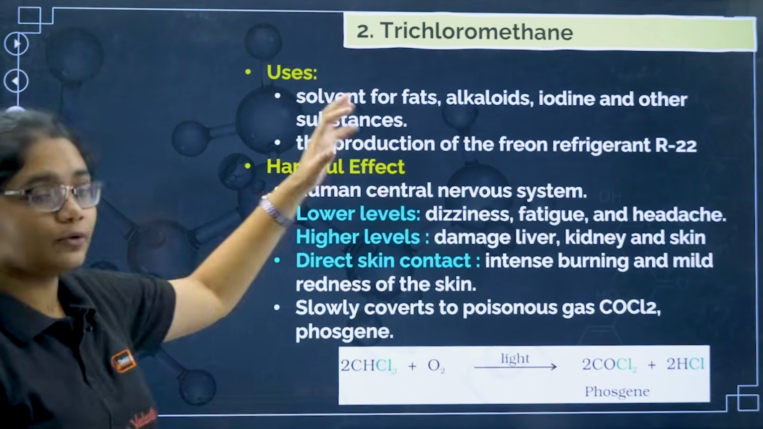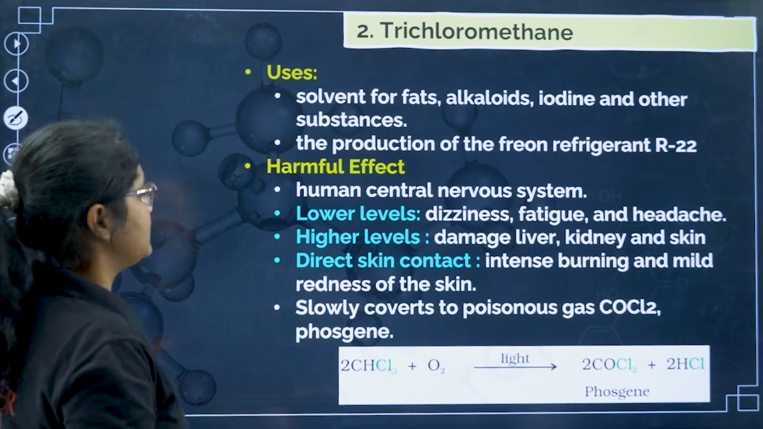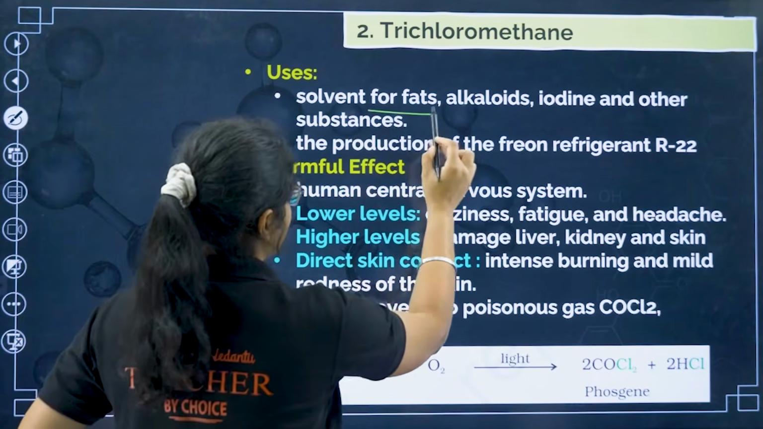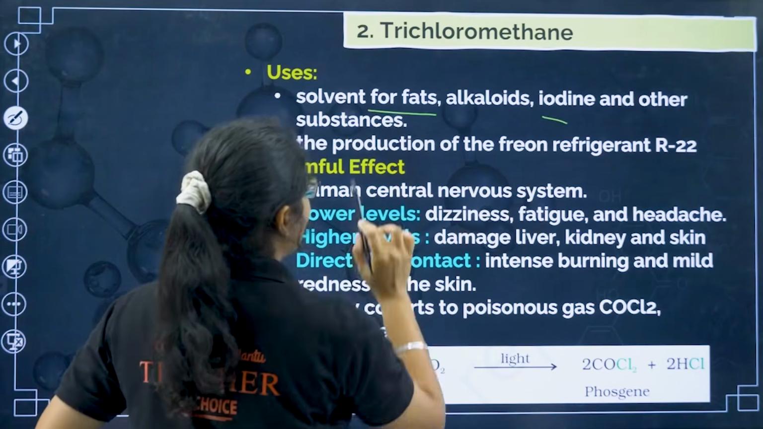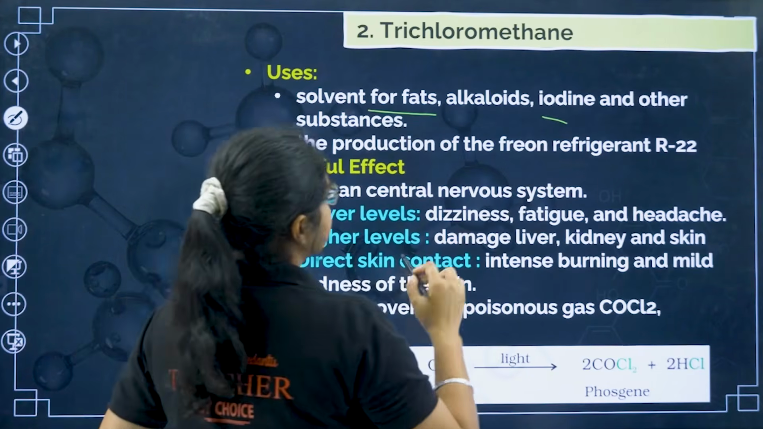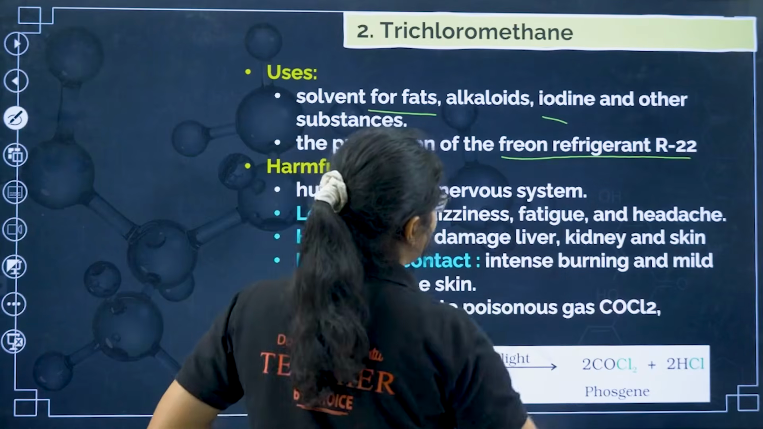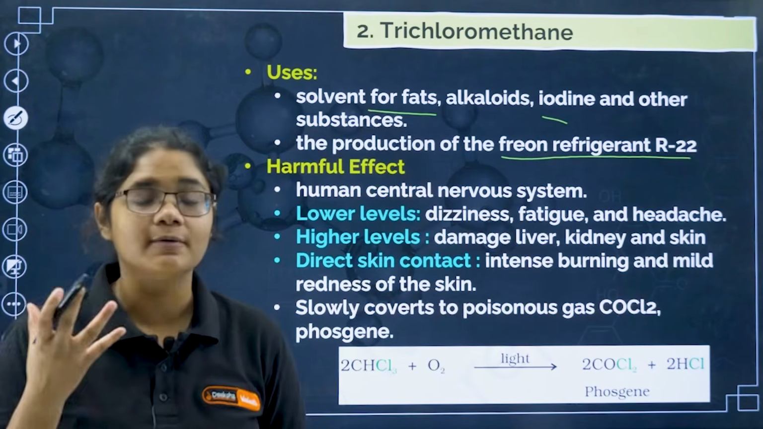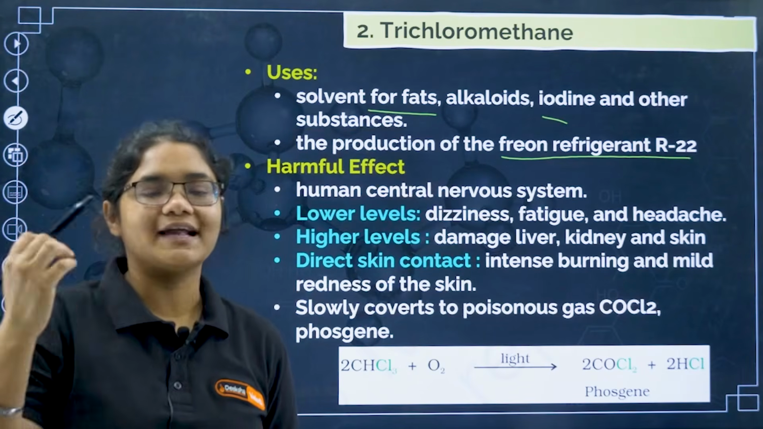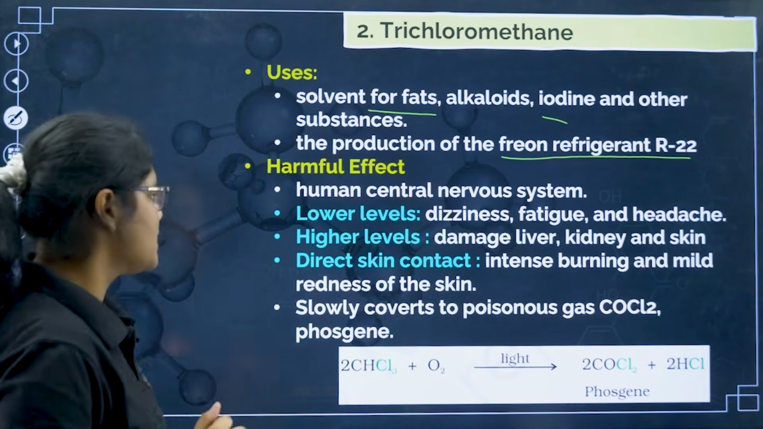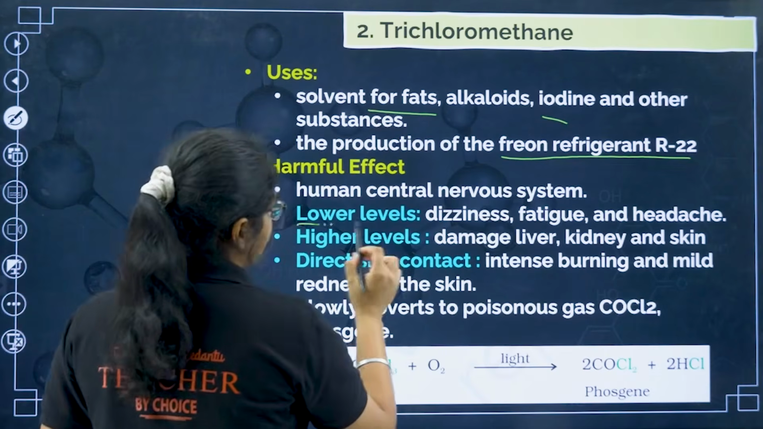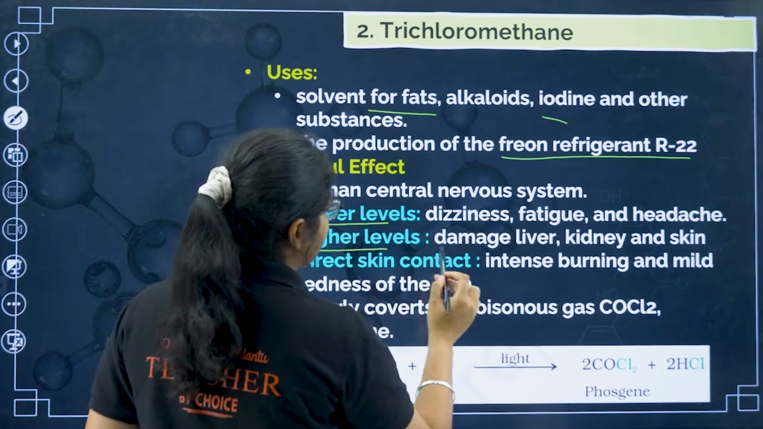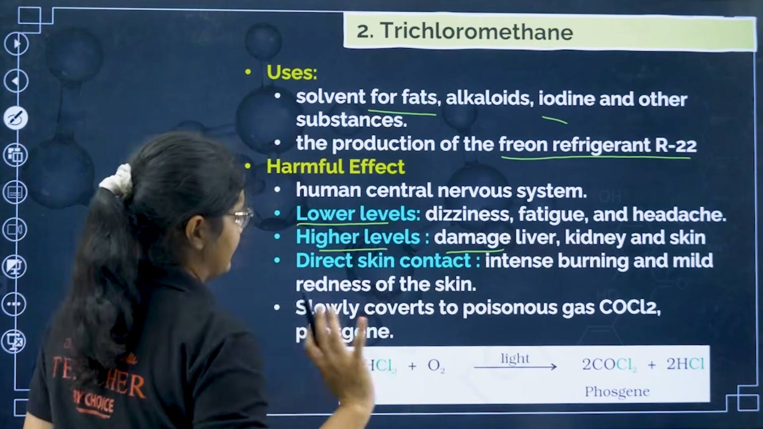Next we have trichloromethane. Here it is used as a solvent for fats, iodine and other substances. It is also used in the production of refrigerant, that is R22. You know, refrigerants are the coolants that are used in refrigerators. Next, what are the harmful effects? At lower level, it causes dizziness. At higher level, damage to liver, kidney, etc.